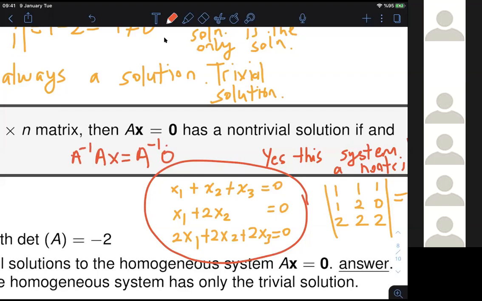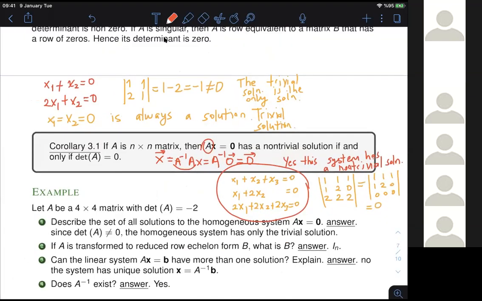But this is the 0 vector. Any matrix times the 0 vector makes it 0 vector. And this part is the identity. Identity matrix times X gives me only X. So I get only the trivial solution if the matrix A has an inverse, okay? That's very important.